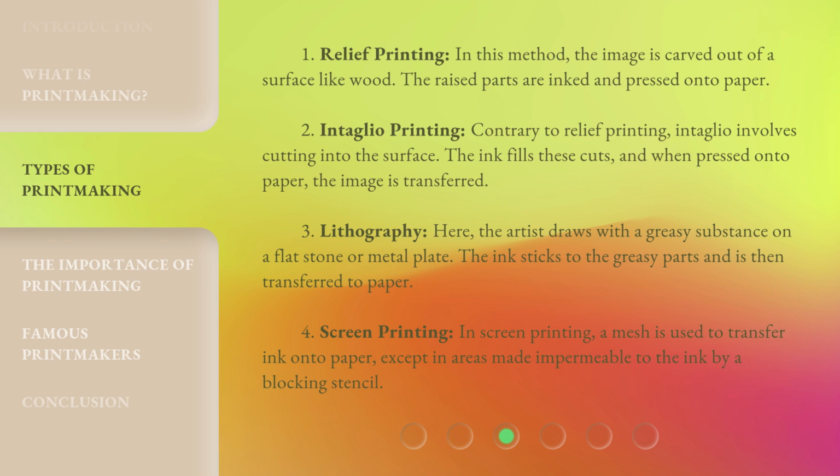3. Lithography. Here, the artist draws with a greasy substance on a flat stone or metal plate. The ink sticks to the greasy parts and is then transferred to paper. 4. Screen printing. In screen printing, a mesh is used to transfer ink onto paper, except in areas made impermeable to the ink by a blocking stencil.